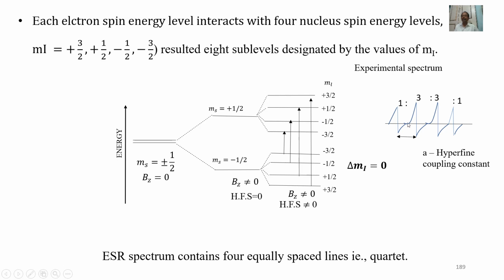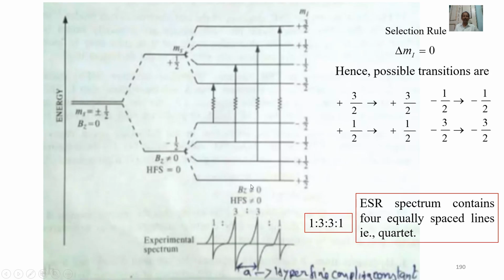And what is the experimentally observed spectrum? So we have now 4 intense lines, and the peak values of these 2 lines will be 3 times the original one, so 1:3:3:1. So we have 4 intense lines. The ESR spectrum contains 4 equally spaced lines, that is a quartet. And this is again the same picture, and this distance is nothing but the hyperfine coupling constant, small a, peak to peak, equally spaced and with the ratio 1:3:3:1.